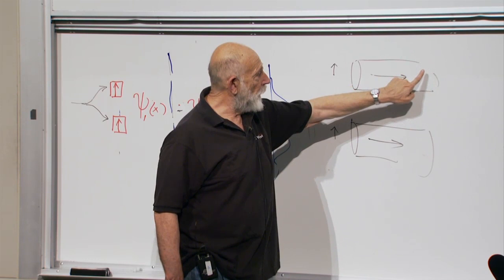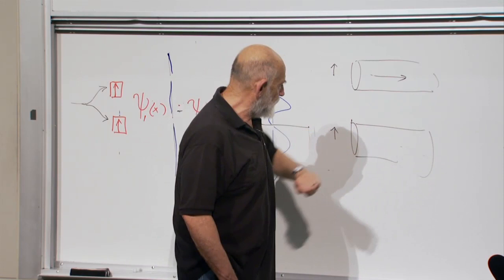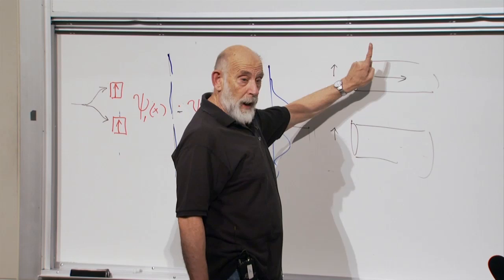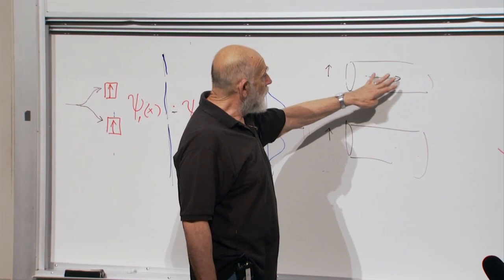I guess in one of them you don't put the magnetic field, and in the other one you do put the magnetic field. So one branch of the wave function executes a 2-pi rotation. The other branch of the wave function does not execute a 2-pi rotation, depending on whether you turn on or not the magnetic fields.